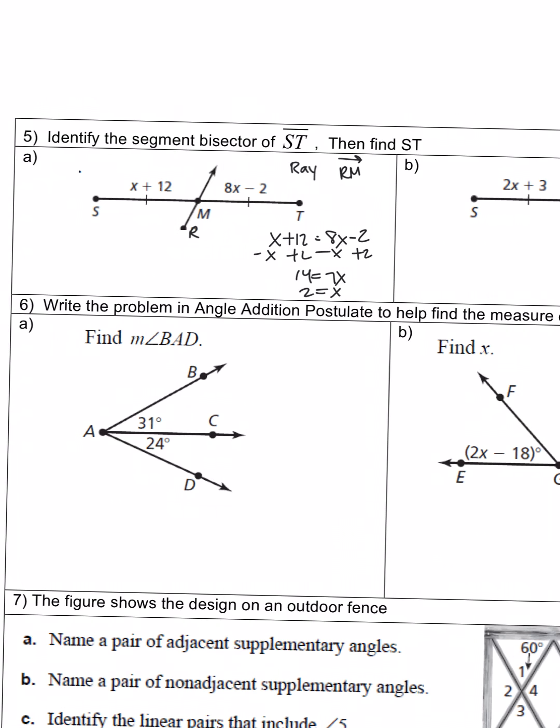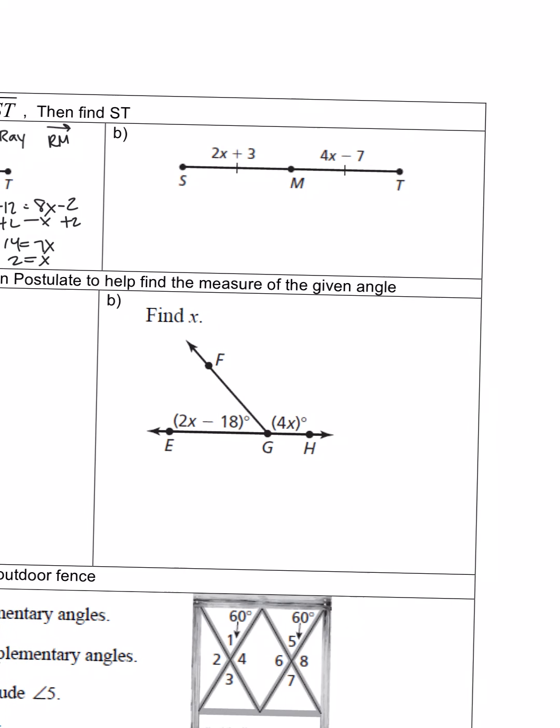And it asks you to find the measure of ST. ST is the full line segment. 2 plus 12, that's 14. So this also has to be 14. So ST has a length of 28. That's the full segment.